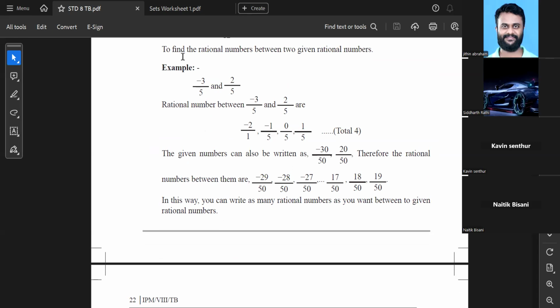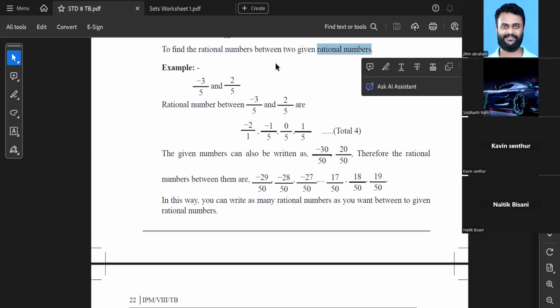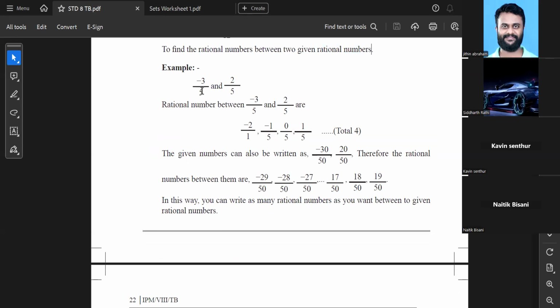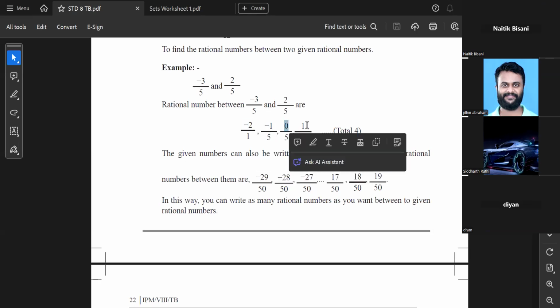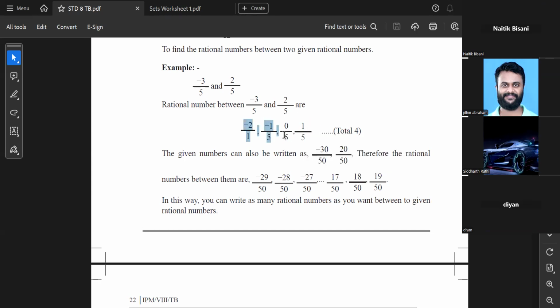Now, what we are going to do next is to find the rational number between two different rational numbers. For example, you have two numbers like minus 3 upon 5 and 2 upon 5. What are the rational numbers between minus 3 upon 5 and 2 upon 5? Simple logic, your denominators are the same. So all you have to check is what are the numbers between minus 3 and 2. Between minus 3 and 2 on the number line you have minus 2, minus 1, 0, plus 1, and so on. And then comes 2. So between these two numbers, these are the four rational numbers which exist between these two rational numbers.